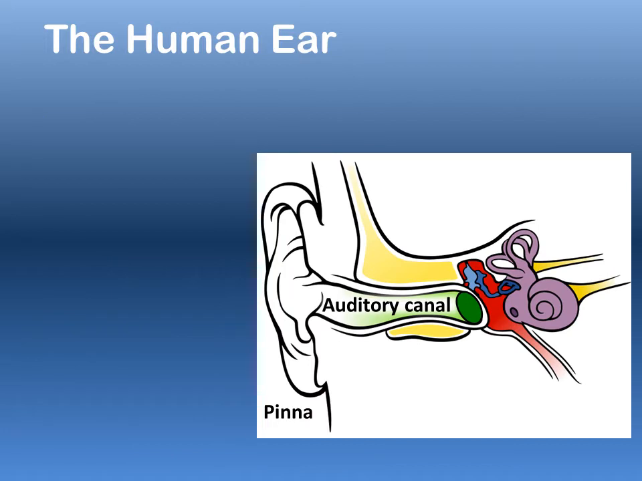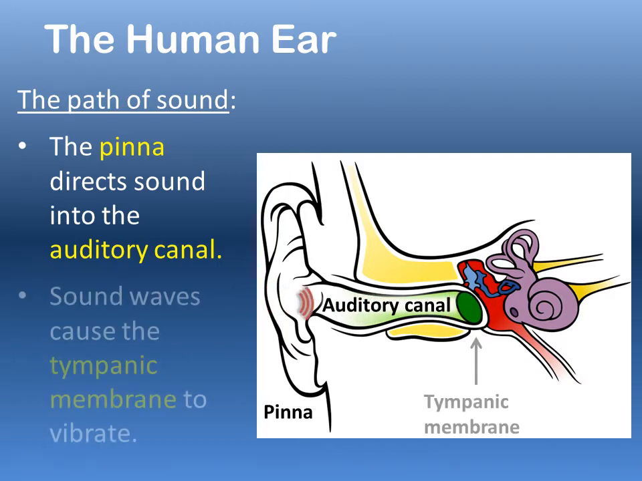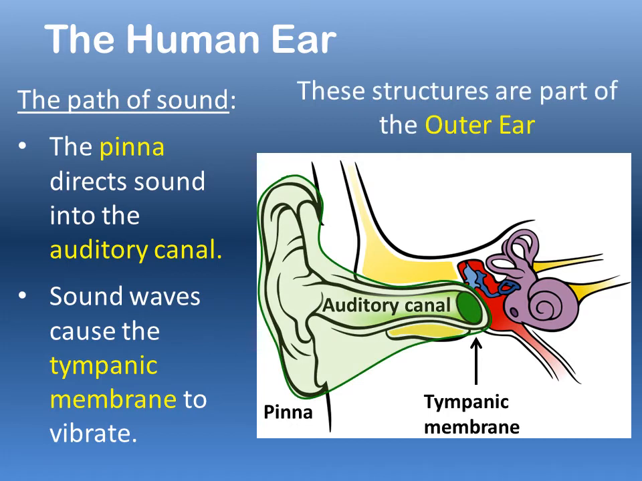Okay, so first, the human ear collects sound waves by catching them in the pinna, which is the large cartilaginous flap of tissue on the outside of the head, and that pinna directs the sound through the auditory canal, a passageway that leads the sound waves to the tympanic membrane. The tympanic membrane is a thin film of tissue at the end of the auditory canal that will vibrate as these sound waves bounce off of it. Now, all of these structures belong to the outer ear.